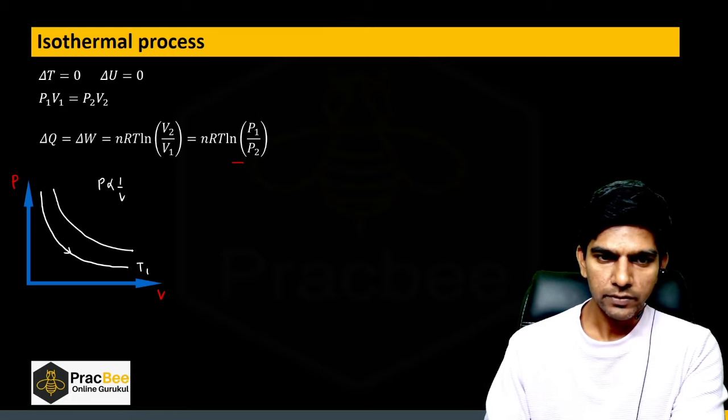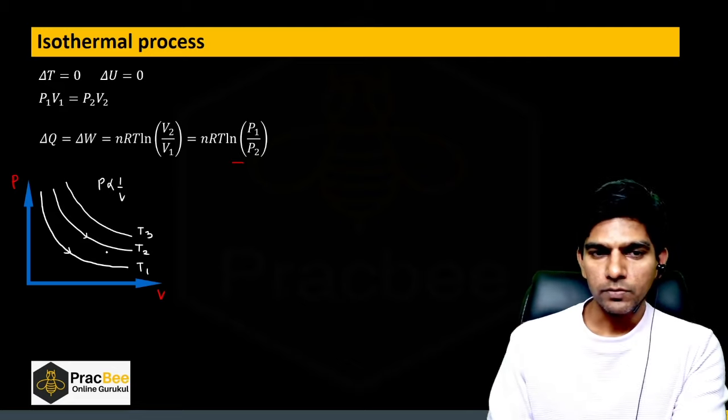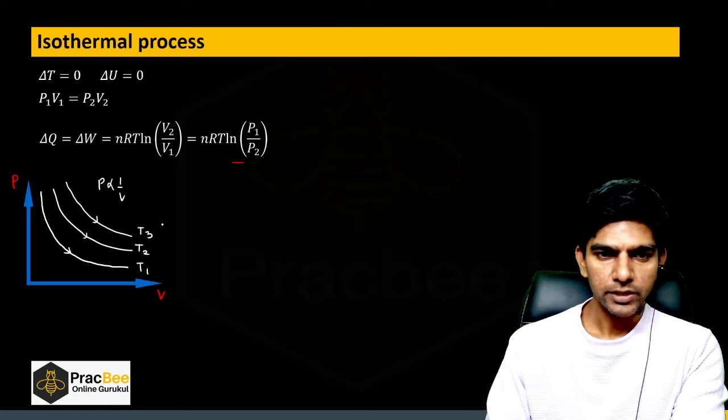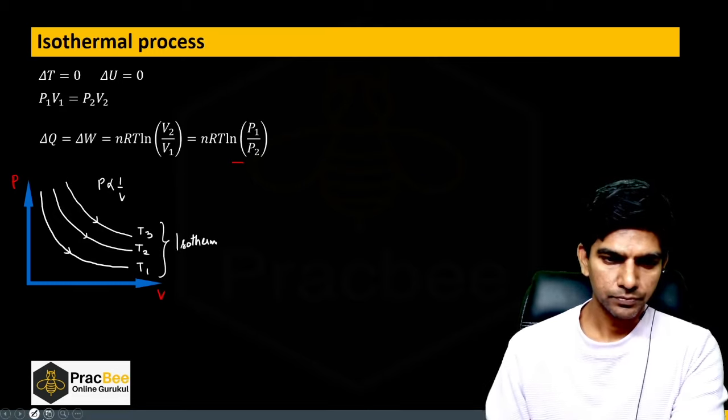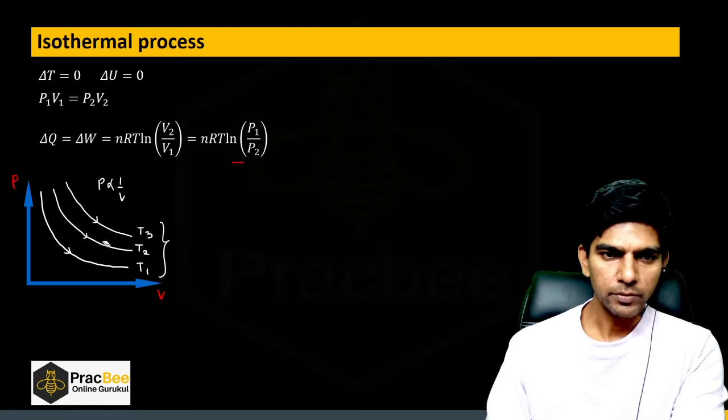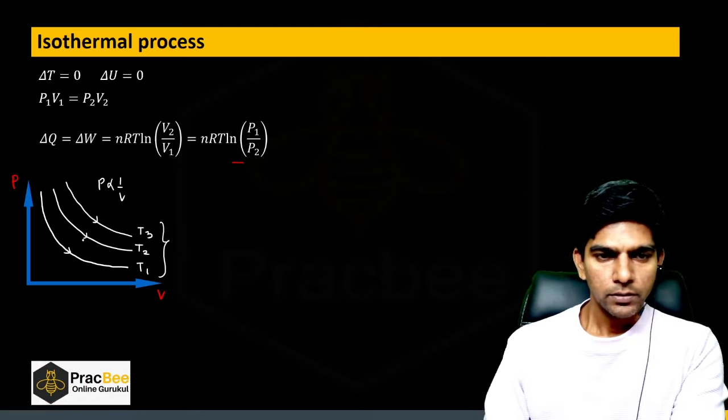And let us say there is another graph. At this graph, the temperature is T2. And for this graph, the temperature is T3. These graphs are known as isotherms, right? So these are isotherms, same temperature. On these graphs, the temperature will remain the same. And in this particular case, T1 is less than T2 is less than T3.